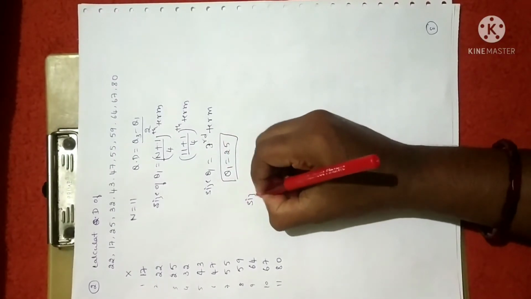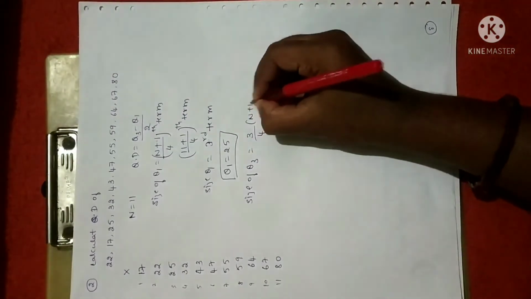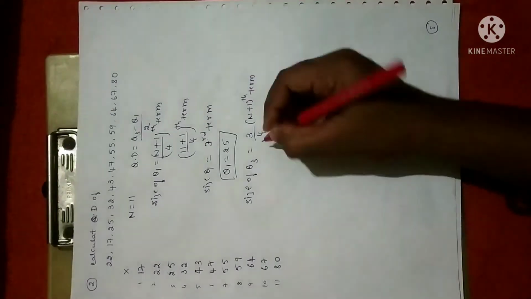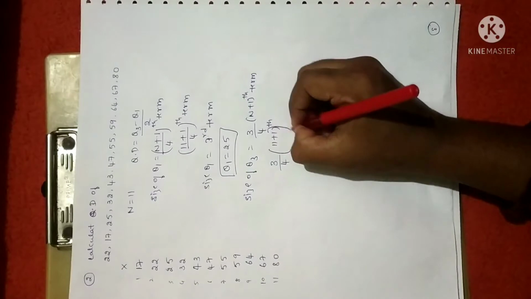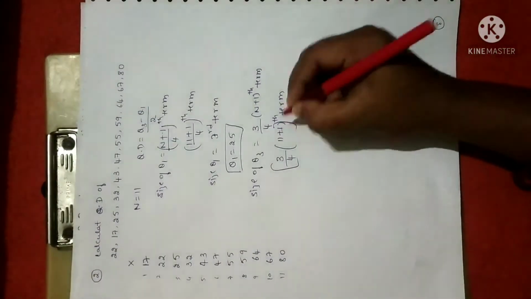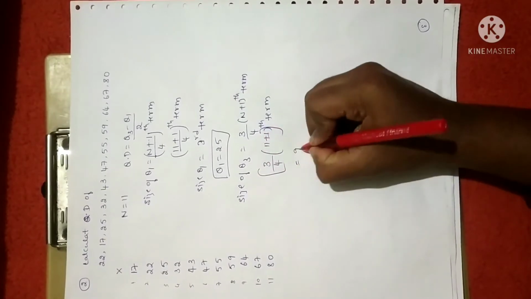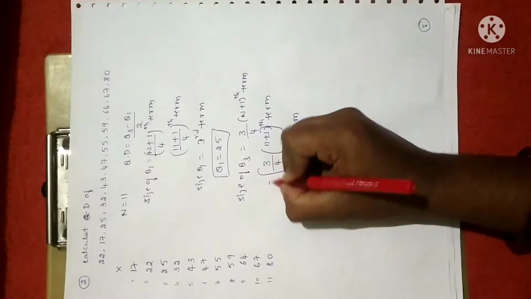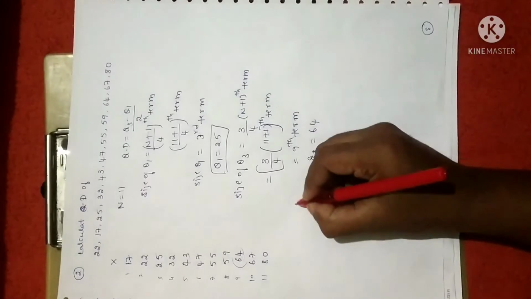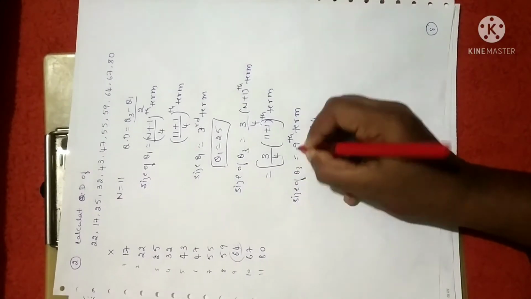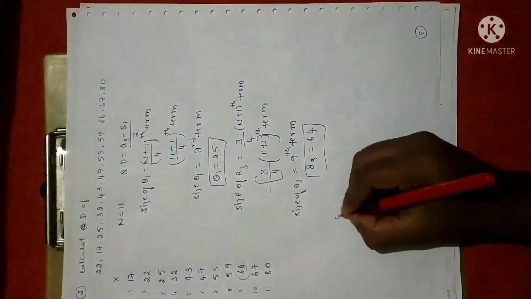Next let me find size of Q3. So size of Q3 is formula 3 by 4 times n plus 1th term. So 3 by 4 as it is, n is 11. I'll just put a bracket here. 11 plus 1 is 12. 4 1s are 4, 4 3s are 12. 3 3s are 9. Again you will get the 9th term here. Which is the 9th term here? Clear? Size of Q3 is the 9th term. So clearly the 9th term here is 64. So Q3 is 64.